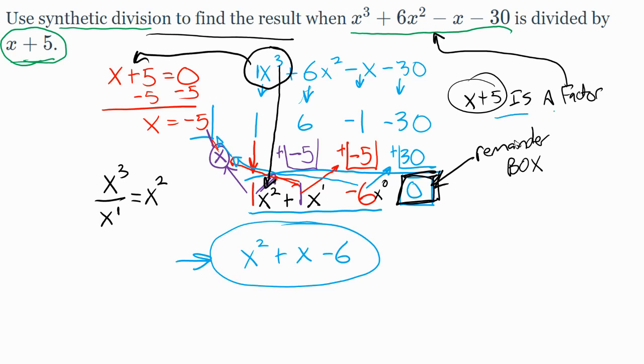Now, again, I said over here that this is a factor. What it means is that I could write that answer times x plus 5 as a factored form, with parentheses, for x to the third plus 6x squared minus x minus 30.